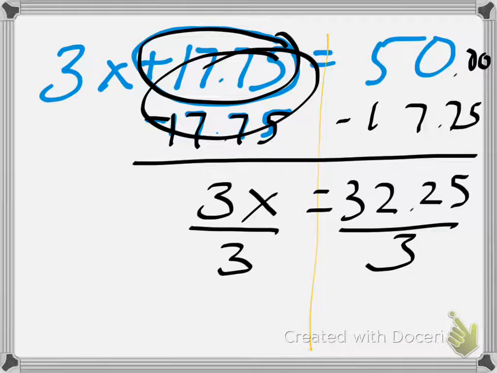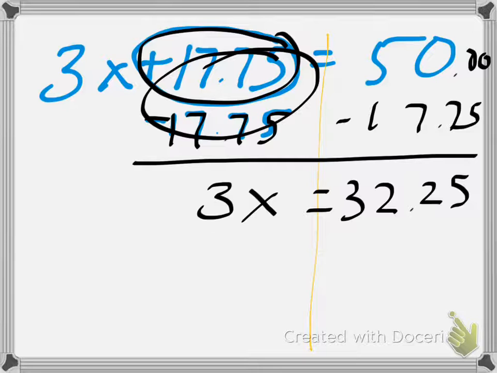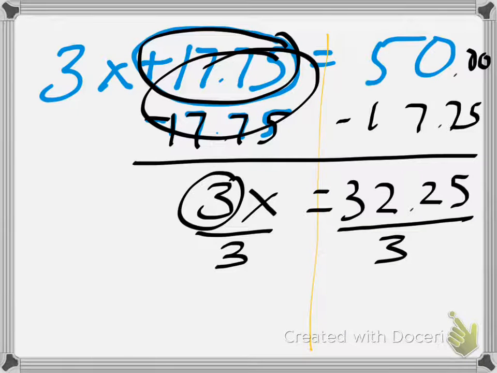Now we're simply going to divide by 3. So this means, once again, let's go back and take a look at this. This means 3 times x. We want to get the x by itself. The opposite of multiplying is dividing. So we divide by 3. 3 over 3 equals 1. That cancels to 1. That equals the x.